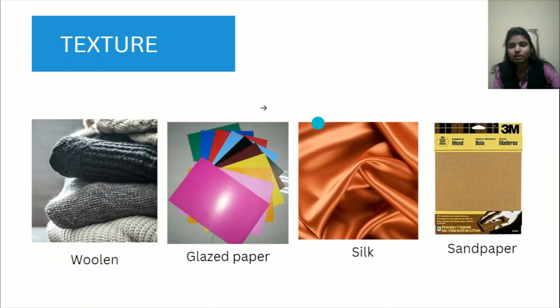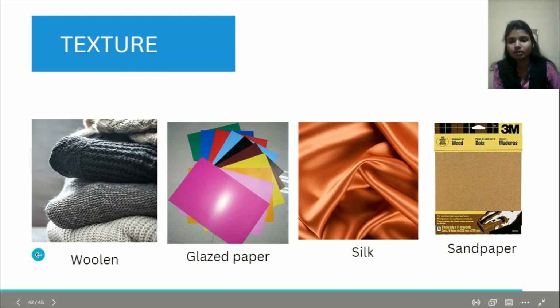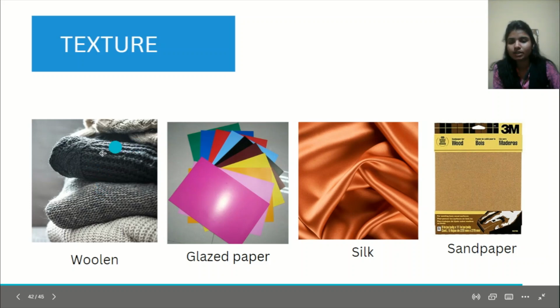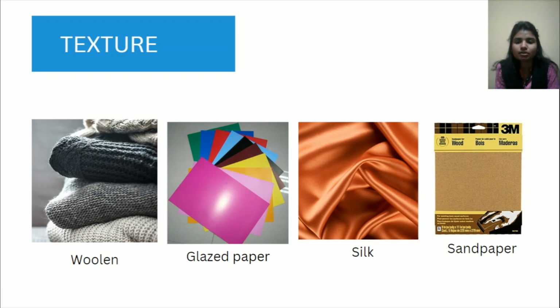The second property is based on their texture. Now how can we feel the texture of the objects? By touching them. So we can identify whether the object is rough or smooth by touching them. So here are certain pictures of materials which have a rough and smooth texture. The first one is woolen. Is woolen rough or smooth in texture? It is rough in texture.